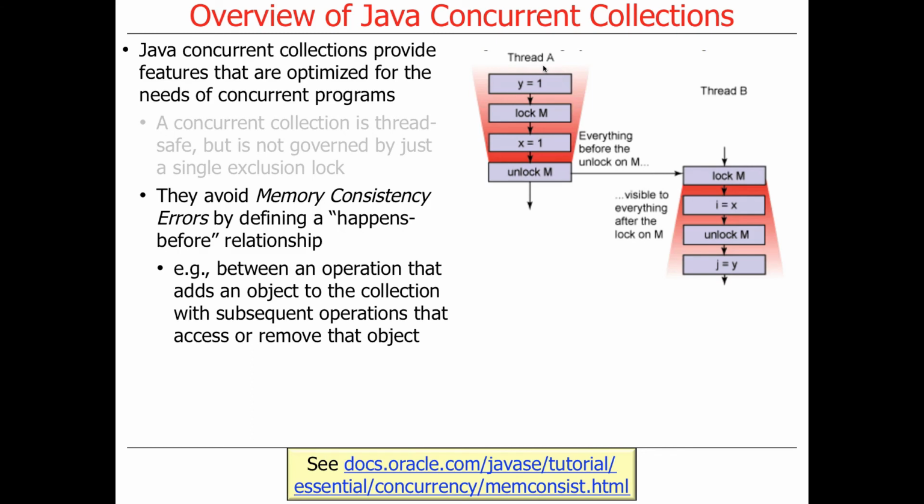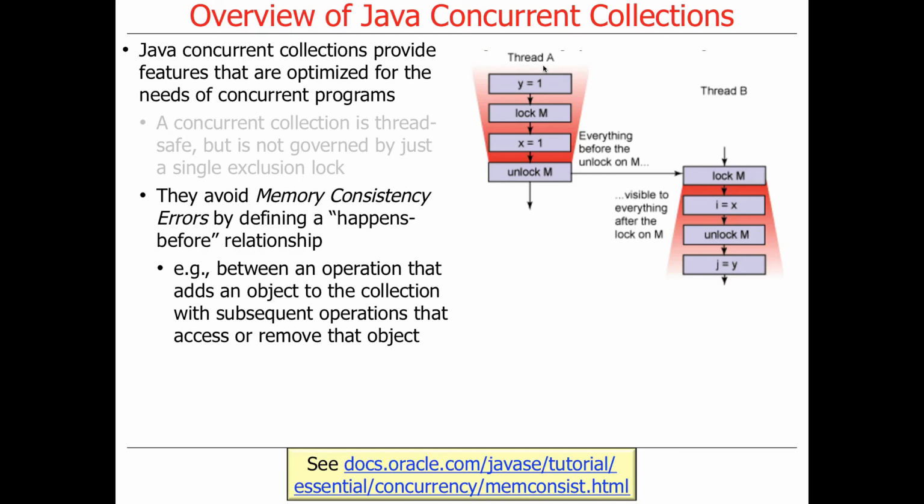Now, what they do here, and the way it works under the hood, I'll give you the Cliff Notes version now, and we'll come back and elaborate on this later. They avoid so-called memory consistency errors. Memory consistency errors occur if you try to have simultaneous reads and writes on a non-synchronized collection. Because if you're writing to a collection in a separate thread, that can cause you all kinds of problems. And what they do is they define something known as a happens-before relationship.